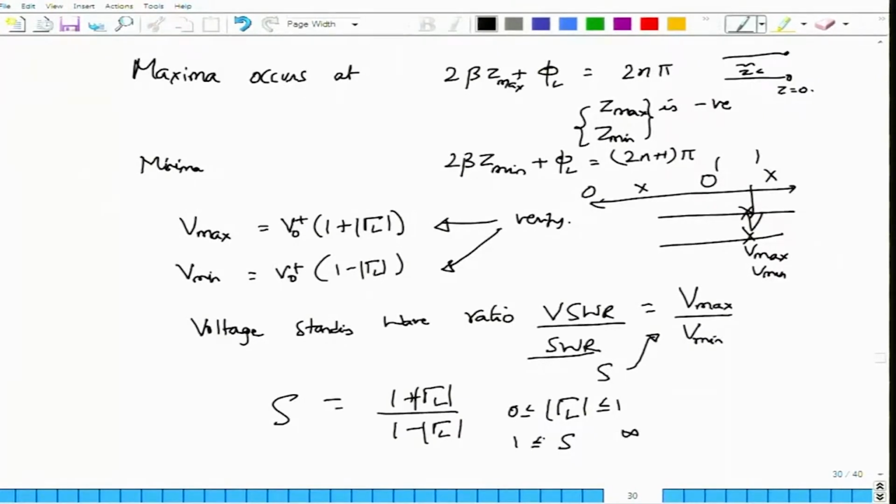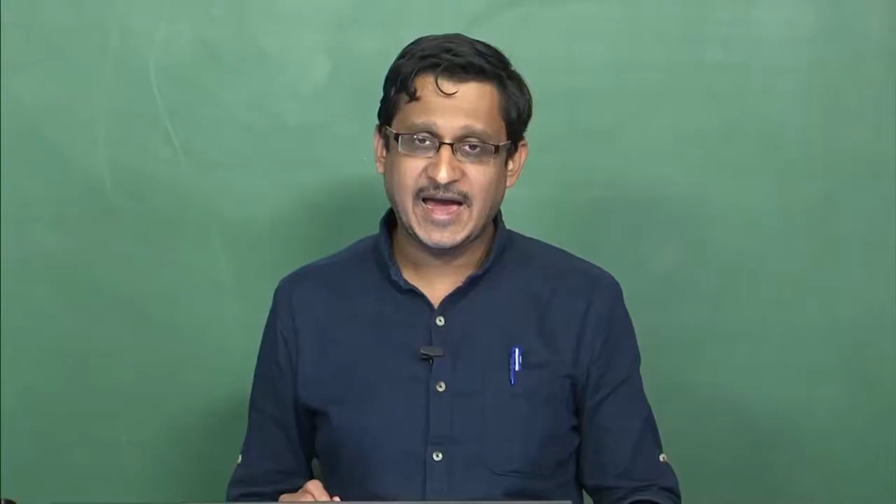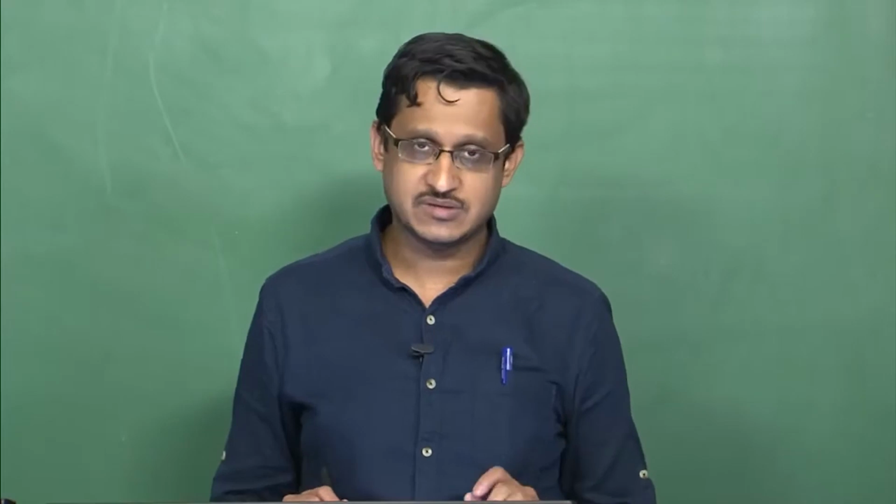So, S must be equal to 1 when gamma L is equal to 0. When gamma L is equal to 1, for an open circuit or a short circuit or for a reactive termination, then S will be equal to infinity. So, this is the range over which S can vary, and this is the range over which the reflection coefficient can vary. These are all for passive lossless transmission lines. There are no active amplifiers in the line that we have considered.